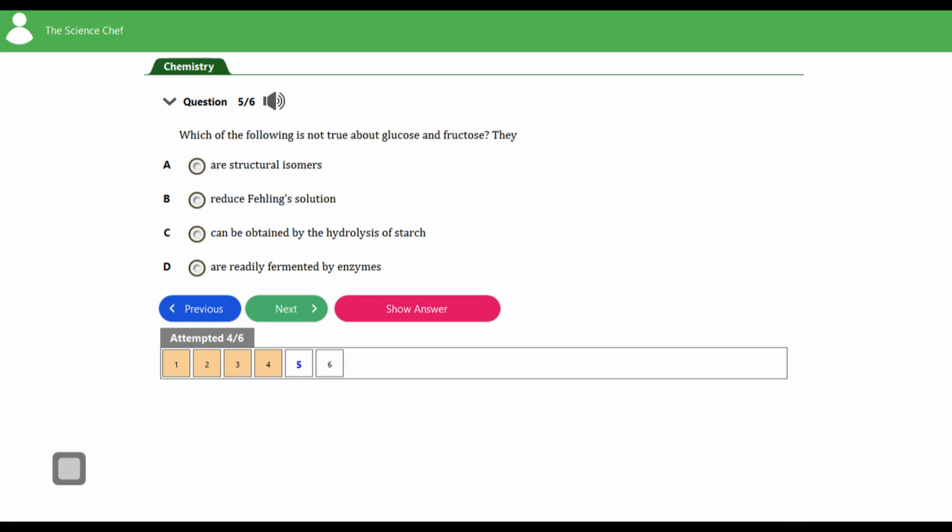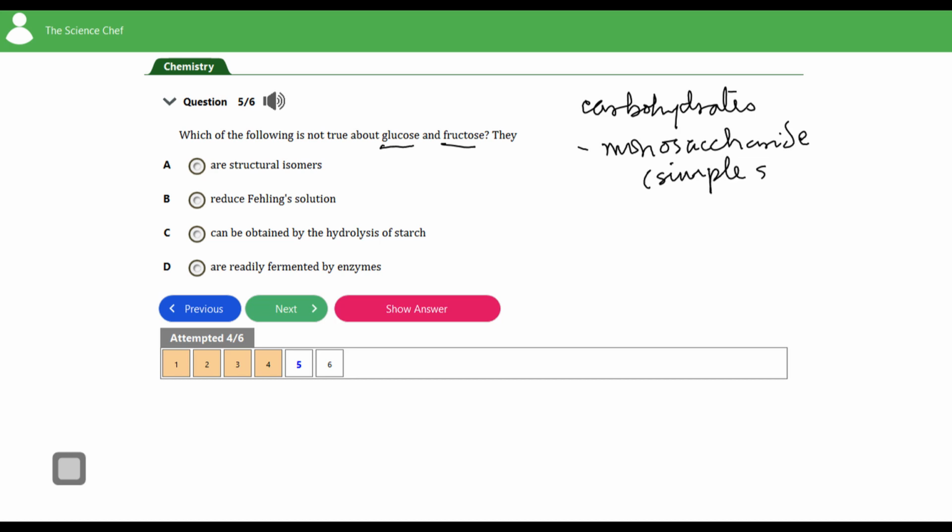Question 5. Which of the following is not true about glucose and fructose? A. They are structural isomers. B. Reduce Fehling solution. C. Can be obtained by the hydrolysis of starch. D. Are readily fermented by enzymes. Glucose and fructose are what we call carbohydrates. And what type of carbohydrates are they? They are monosaccharides, what we call simple sugars.